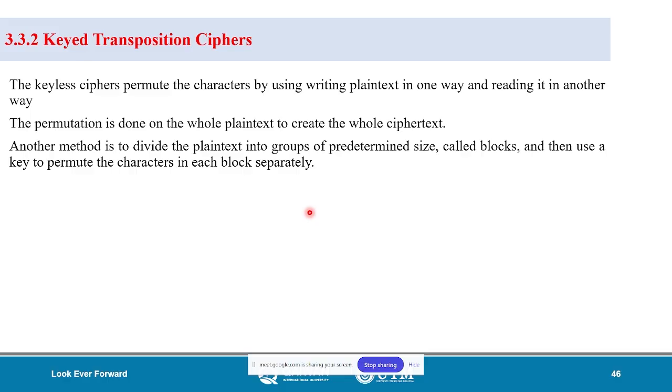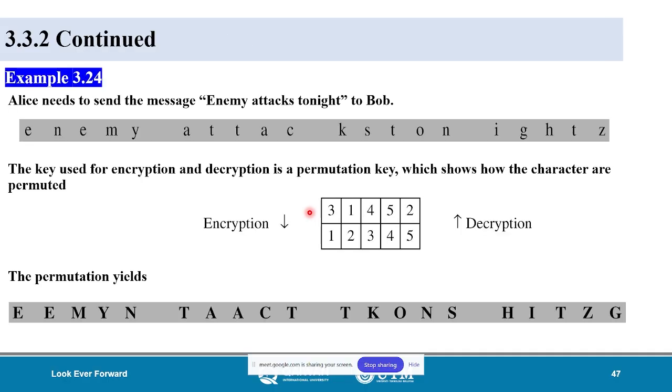We will make it, let's say, 3 blocks. Now, these 3 blocks will have their characters permuted separately, of course, using a key. Now, we say: enemy attacks tonight. Enemy attacks tonight. Before explaining anything, take a moment and read this for me, guys.